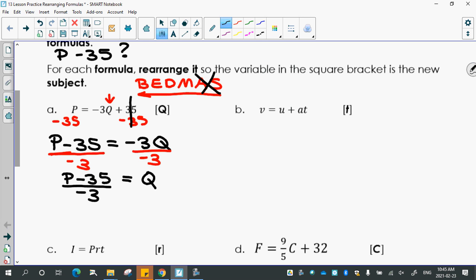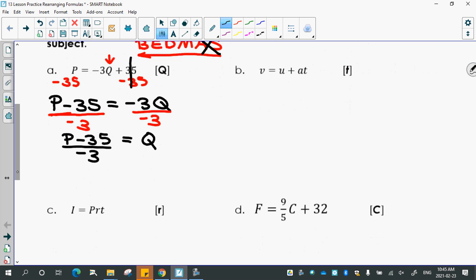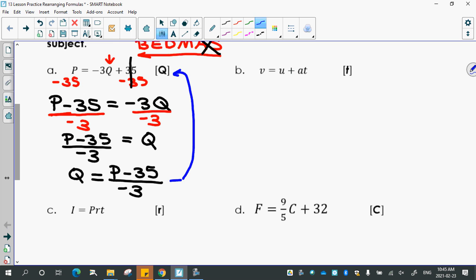But when you write out a formula, you always want it to start with the subject. So we don't want it to start with P minus 35. We want it to start with Q. So we can just switch our sides here since they're equal. Q equals P minus 35 over negative 3. So these formulas are actually the same. This one's got Q equals, so if you were given a value of P, you'd sub it in to find Q. And this one is P equals, so if you're given Q, you can find P. So really, they're just written differently. And I used algebra to get there.